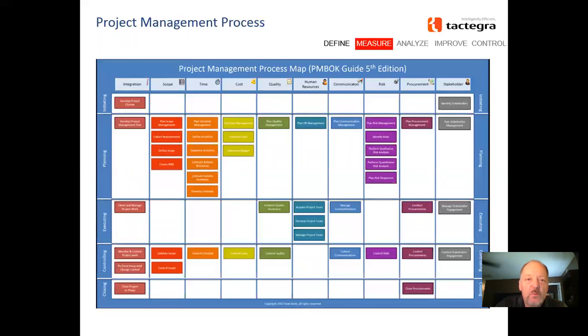The next step we did was we didn't want to reinvent the wheel, so we decided to use the Project Management Institute PMBOK guide and take a look at the process from that perspective. So we'll do the typical initiate, plan, execute, control, and close the project, and we'll use that as the baseline for our process.